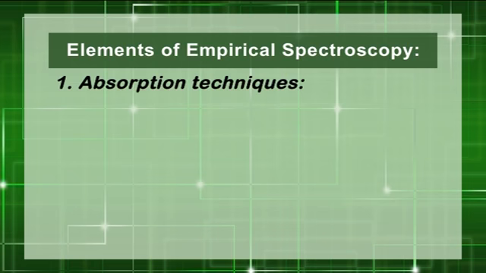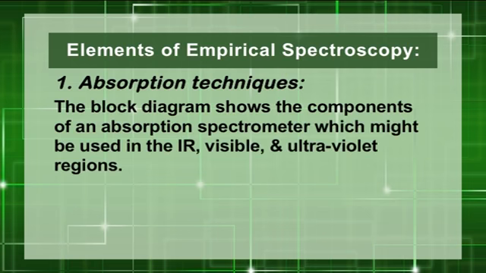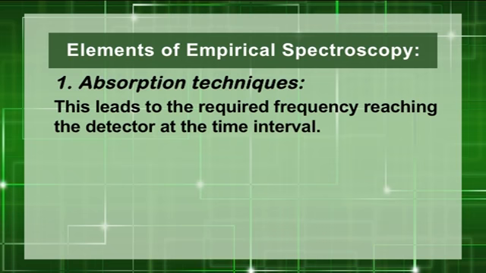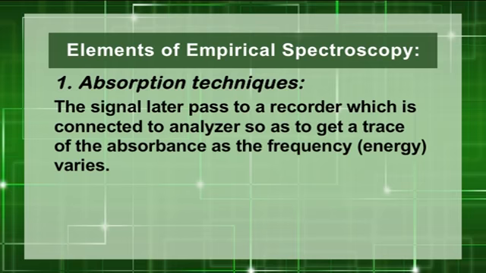Coming to absorption techniques, the block diagram shows the components of an absorption spectrometer which might be used in the IR, visible and ultraviolet regions. The radiation energy from a white source is incident on the sample and then it is connected to analyzer. This leads to the required frequency reaching the detector at the time interval. The signal is later passed to a recorder which is connected to an analyzer so as to get a trace of the absorbance as the frequency varies.